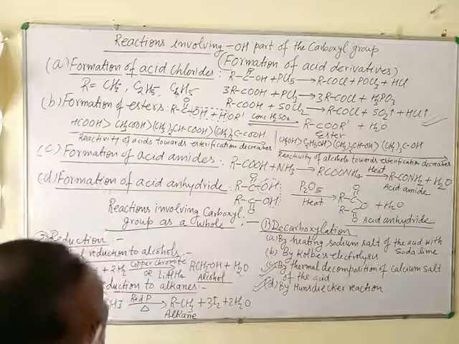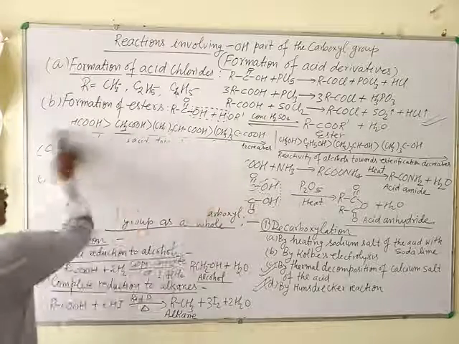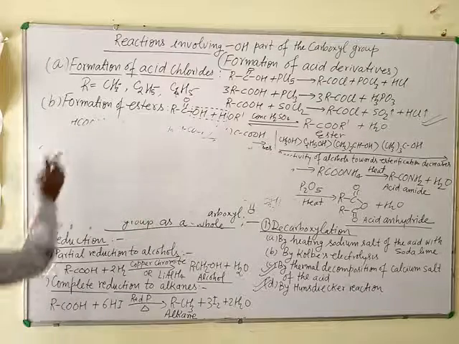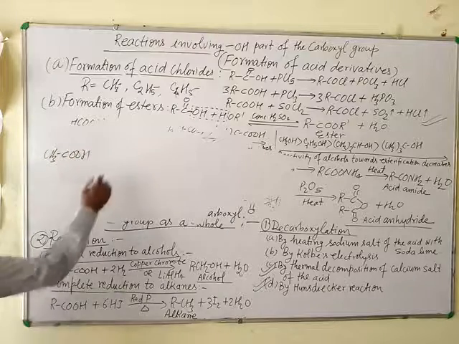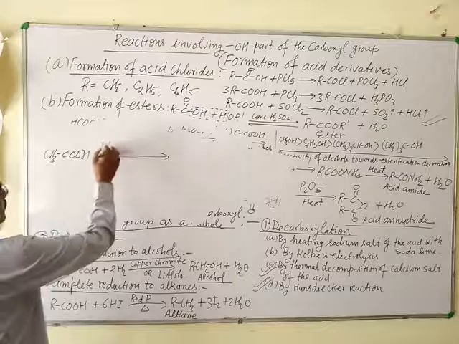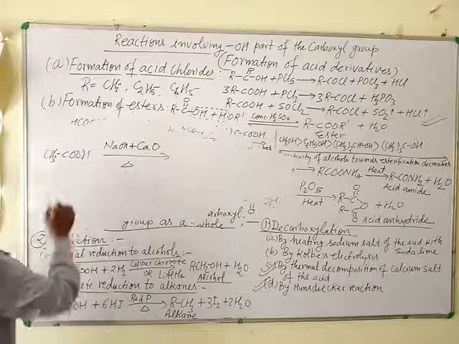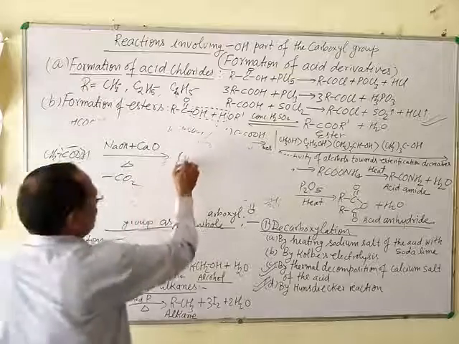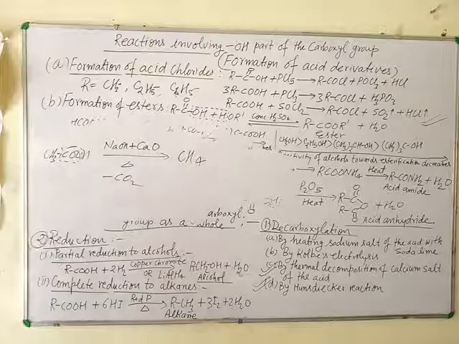For example, when acetic acid, CH3COOH, is directly heated with soda lime, NaOH plus CaO, this is called soda lime, then by the loss of one molecule of carbon dioxide we get methane. This is decarboxylation of acetic acid by direct heating with soda lime.